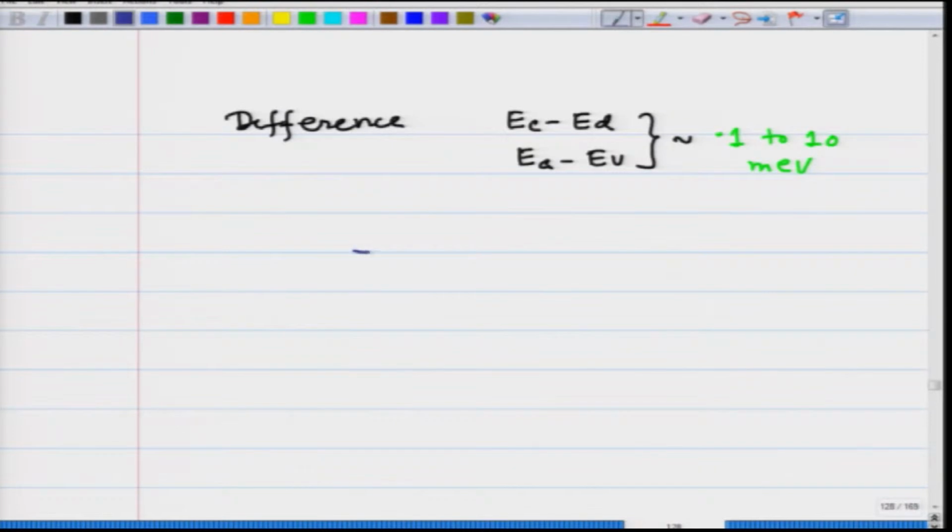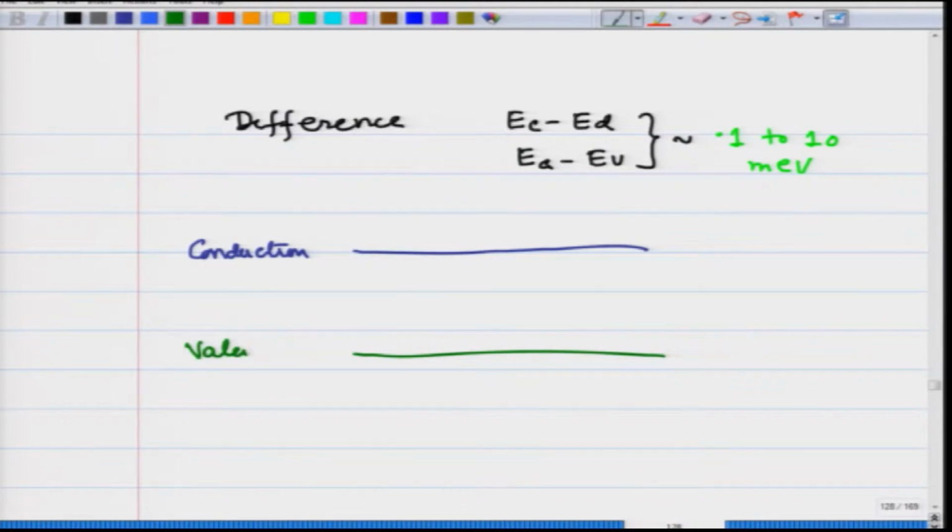So, here is the conduction band edge and here is the valence band edge, and the donor level is going to be somewhere here, and the acceptor level is going to be somewhere here. Of course, it is exaggerated, they are even closer.